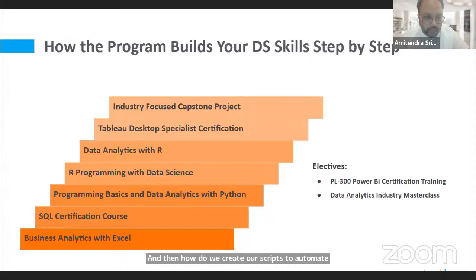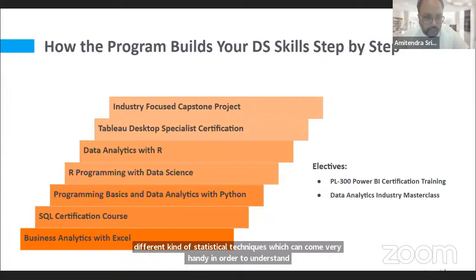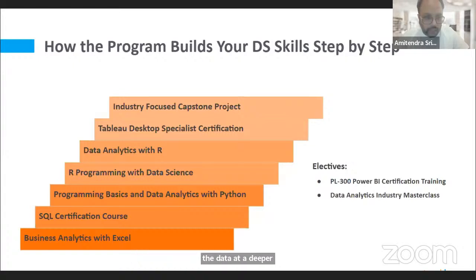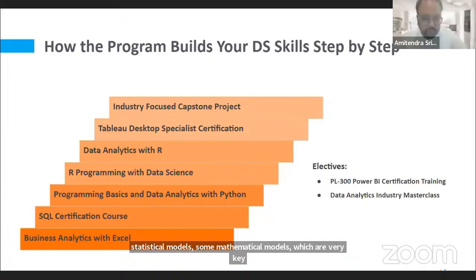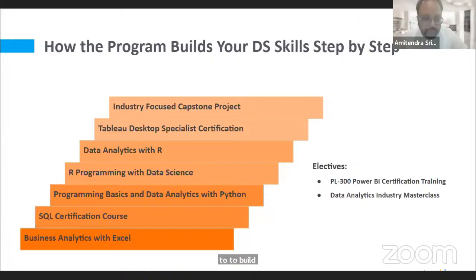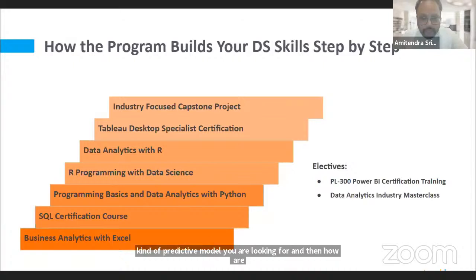Then we move to data analytics with R, where we start focusing on the analysis that you are supposed to do on the data. So different kinds of statistical techniques can come very handy in order to understand the data at a deeper level. And also you can build some predictive models. We'll be discussing some statistical models and mathematical models, which are key to building any kind of predictive model you are looking for, and how R comes very handy in implementing those ideas. So that's what data analytics with R will do.